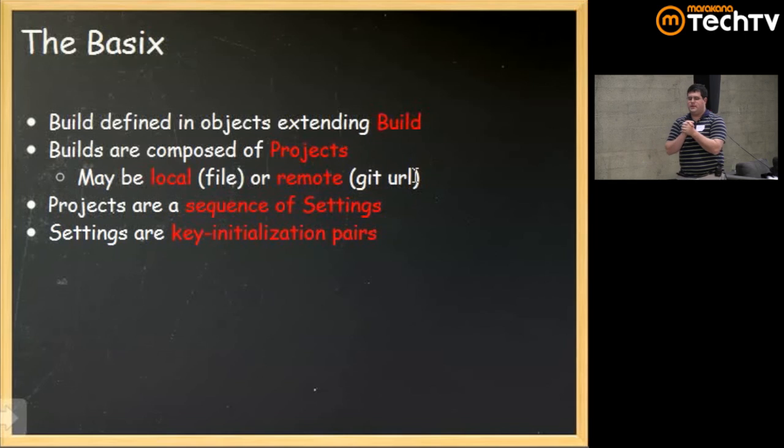Projects are a sequence of settings. So again, if we look at this, build, project. Projects are made up of settings. A setting is a key and initialization pair, right? So a key is a name, an initialization is like a value or something that computes a value. So we'll get into that more. But this is the essential structure of SBT. Everything in SBT hinges on this basic concept: build, project, settings. Okay.